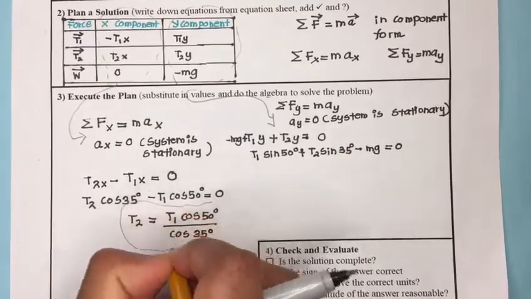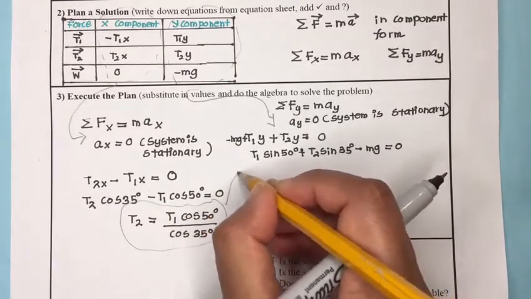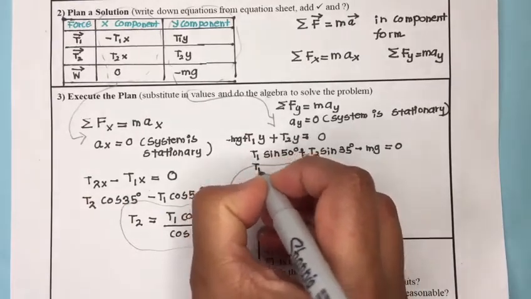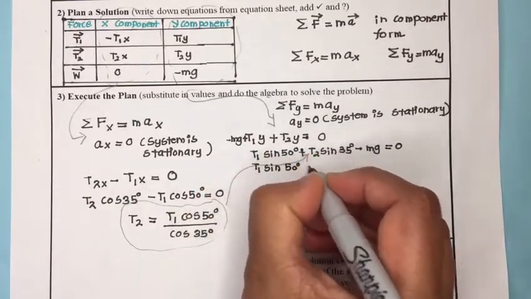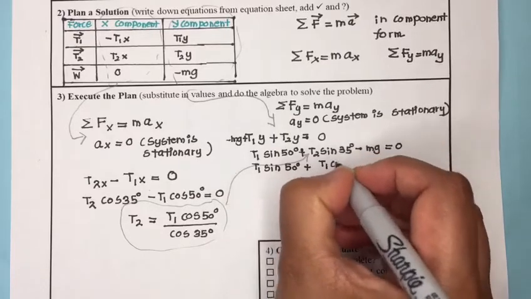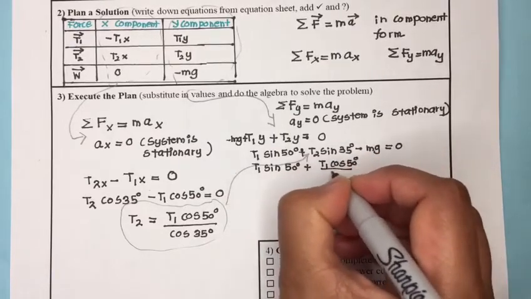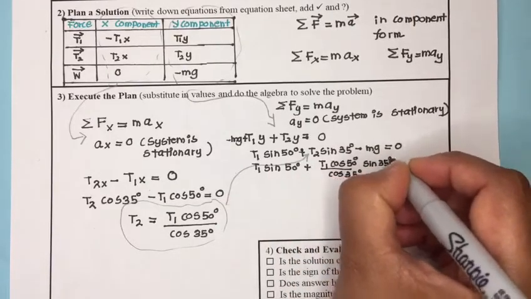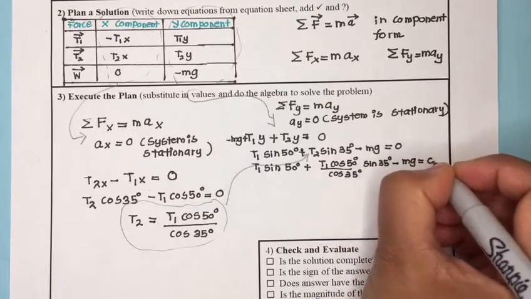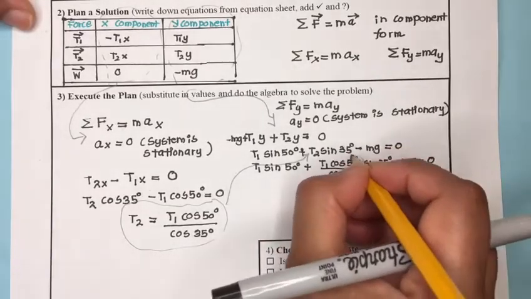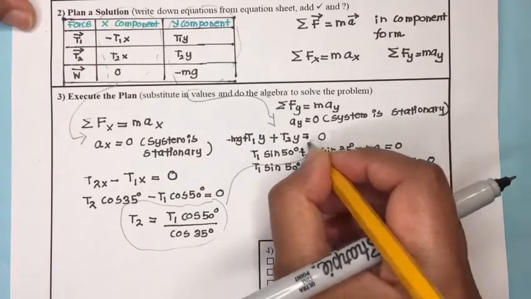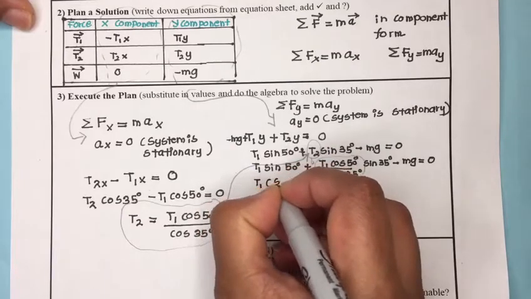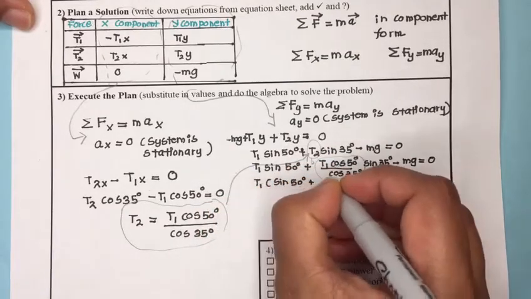So now I'm going to substitute for T2 in terms of T1: T1 sine 50 plus T2, which is T1 cosine 50 divided by cosine 35, times sine 35. Do not forget sine 35. Minus mg is equal to 0. That's the substitution I did for T2 in terms of T1. Now I have just one equation and one unknown. The unknown is tension 1.